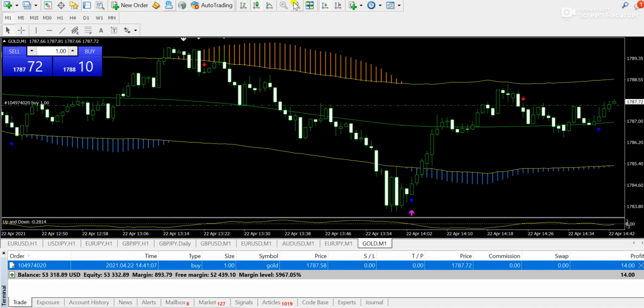So this indicator is very powerful. If you want to use long trading techniques, then you can take long trades as well. You can also use this for scalping.